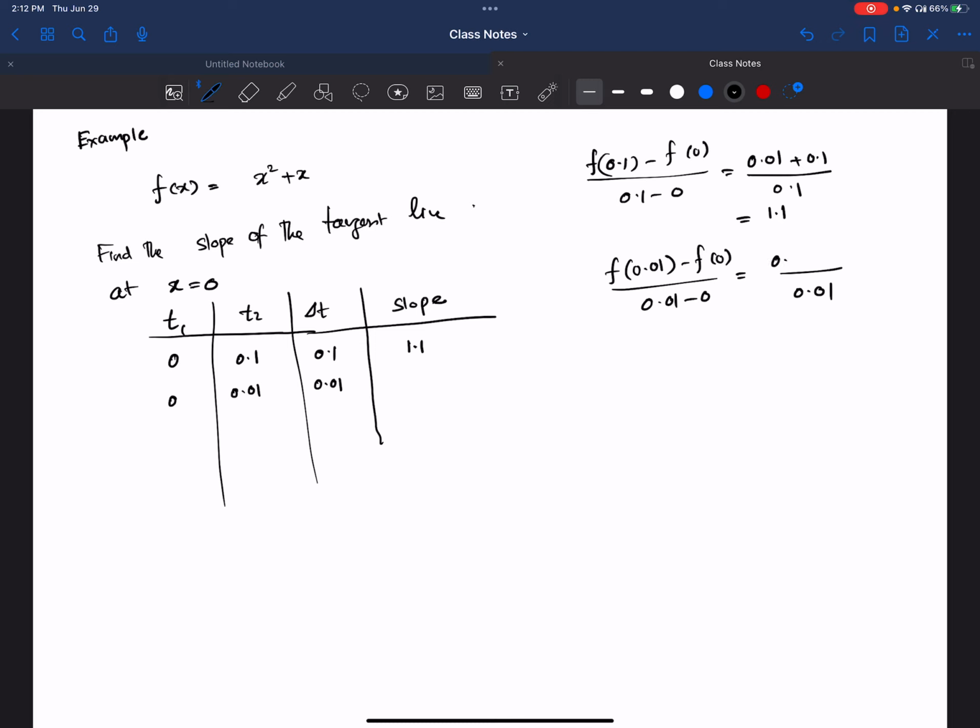You can find this is 0.0001 plus 0.01. You get 0.01 plus 0.0001, 0.0001 plus 0.01, 0.0101 divided by 0.01. So you get 1.1 in that case as well.